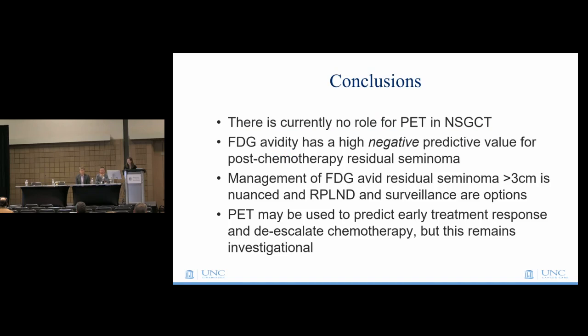So in conclusion, there's currently no role for PET in non-seminomas. FDG avidity has a high negative predictive value for post-chemotherapy residual seminoma, so it is very helpful from that standpoint if it's negative. Management of positive, greater than 3 centimeter seminomas after chemo is nuanced, and RPLND and surveillance remain options. And then PET may be used to predict early treatment response and de-escalate chemo, but this remains investigational at this time. Thank you.